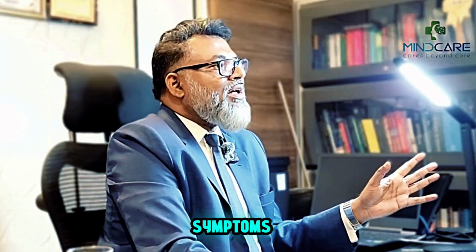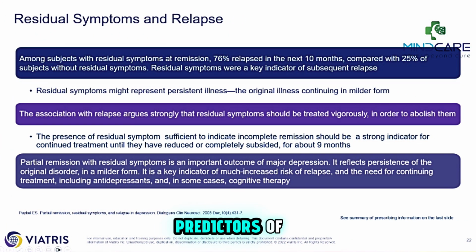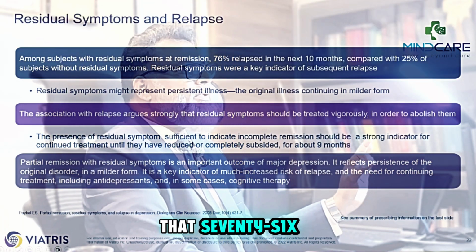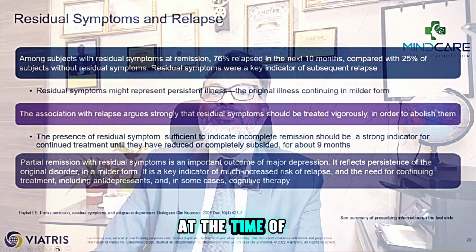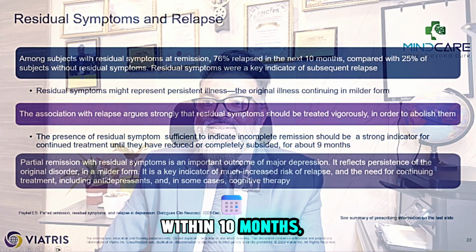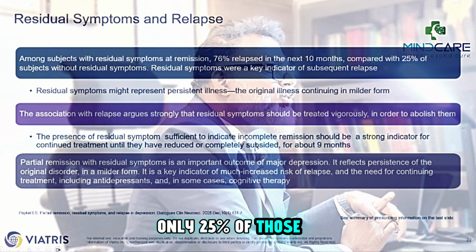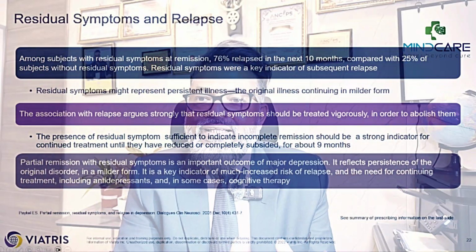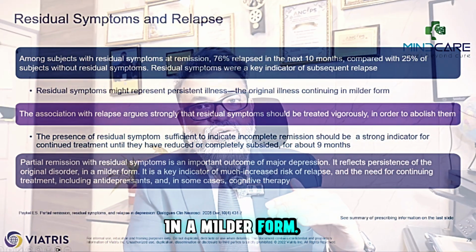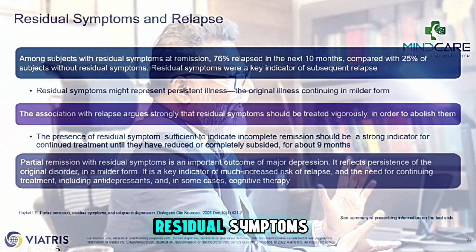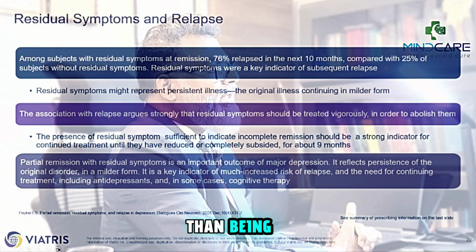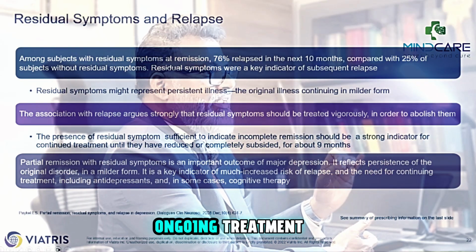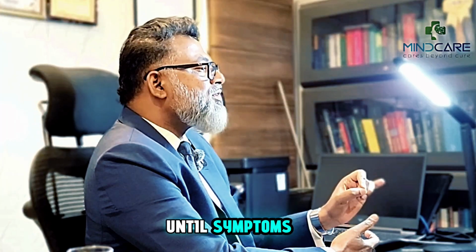Residual symptoms are one of the most important predictors of relapse in major depressive disorder, and longitudinal data show that 76% of patients who had residual symptoms at the time of remission relapsed within 10 months, compared to only 25% of those who achieved full remission. This indicates the residual symptoms are not trivial; they represent the illness persisting in a milder form. The clinical message is clear: residual symptoms must be treated vigorously rather than being accepted as good enough, and their presence signals incomplete remission, warranting ongoing treatment for at least 3 months until symptoms fully subside.